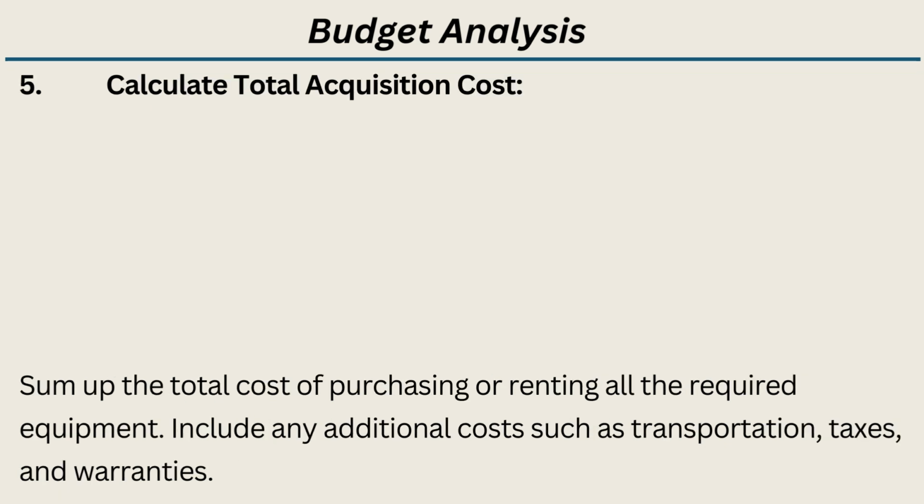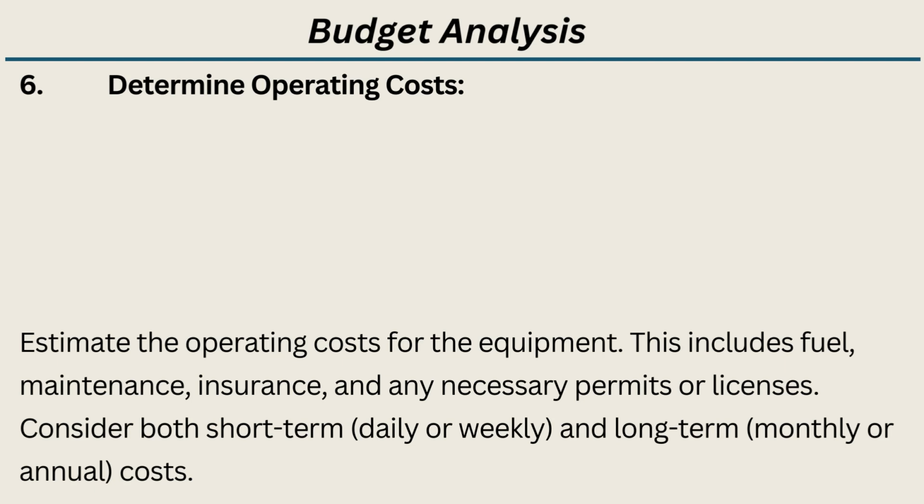5. Calculate total acquisition cost. Sum up the total cost of purchasing or renting all the required equipment. Include any additional costs such as transportation, taxes, and warranties. 6. Determine operating costs. Estimate the operating costs for the equipment. This includes fuel, maintenance, insurance, and any necessary permits or licenses. Consider both short-term, daily or weekly, and long-term, monthly or annual, costs.